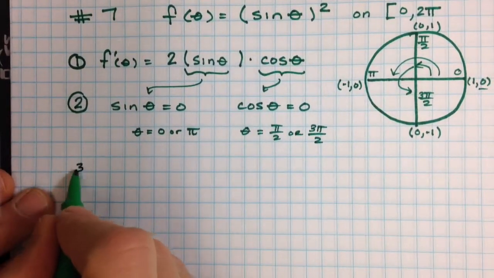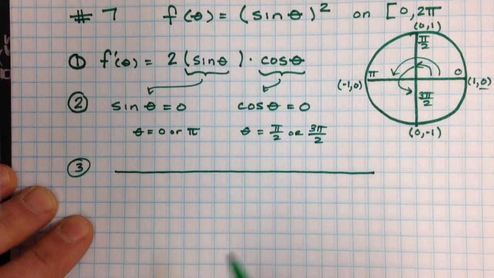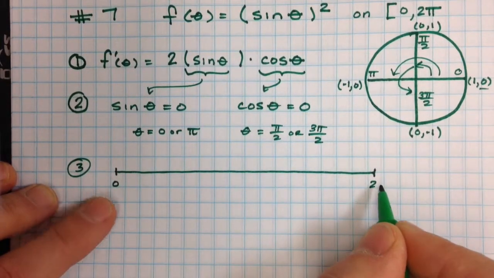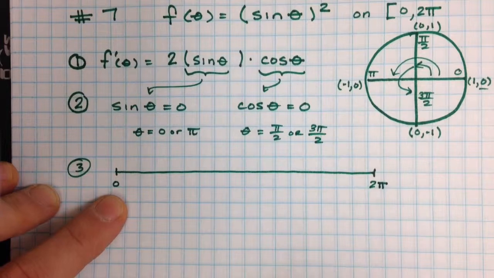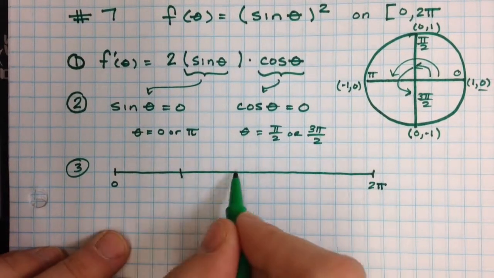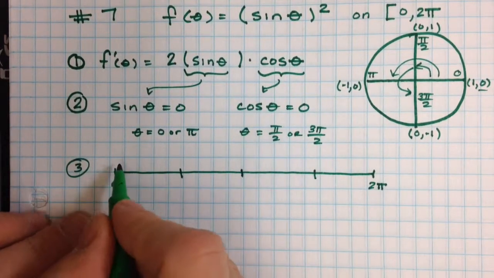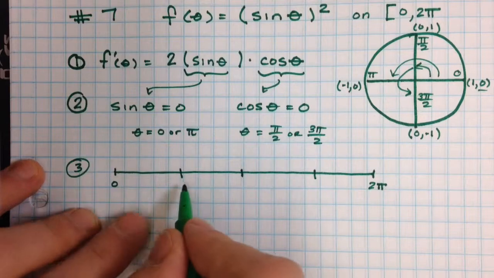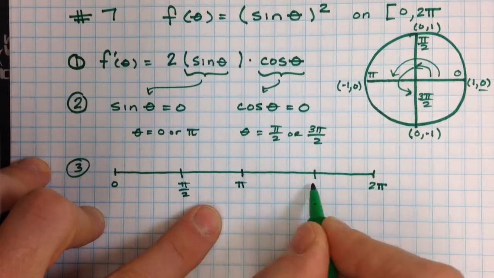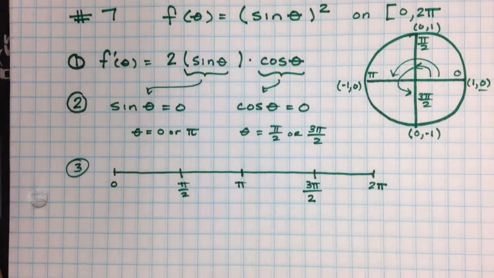Step 3 is to build a sign chart. Now keep in mind that this particular problem said to work on the interval that starts at 0 and ends at 2 pi. So I'm only going to be looking at angles that are between 0 and 2 pi. And our critical points were at pi over 2, pi, and 3 pi over 2.